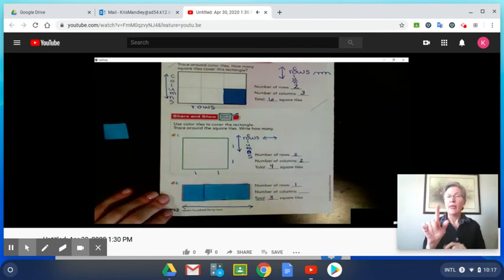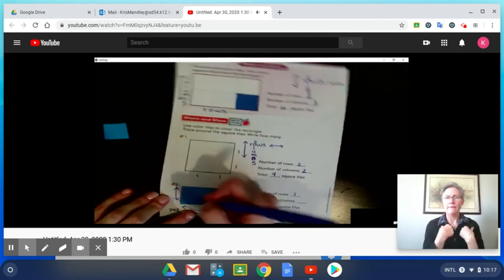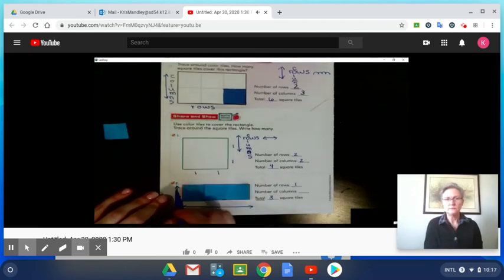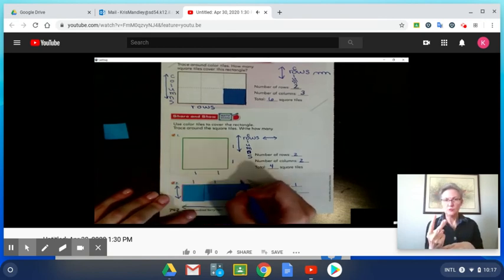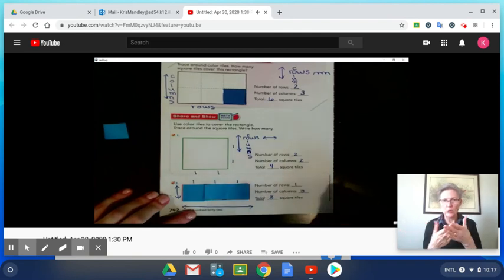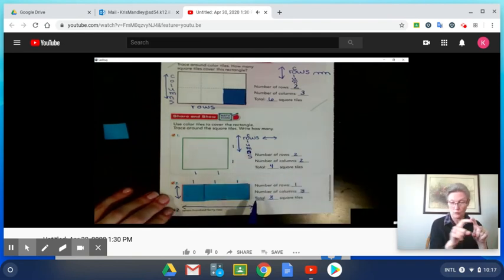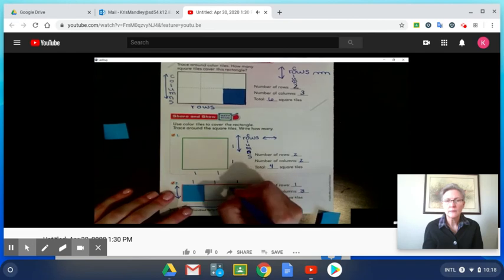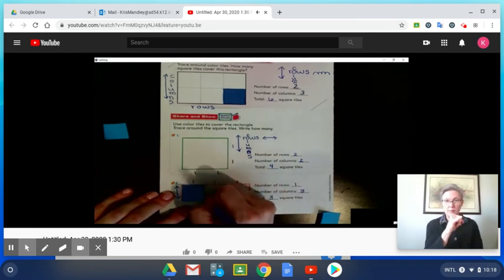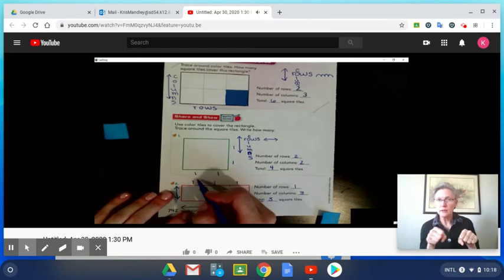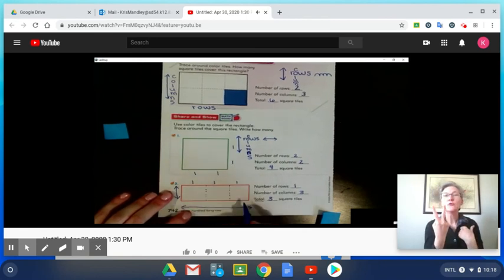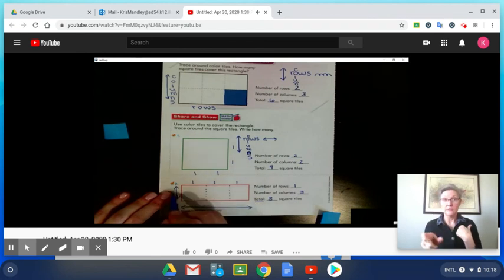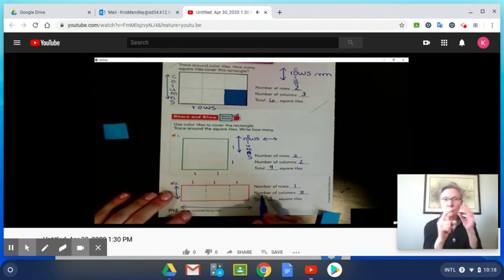This is where it can get a little tricky. Columns go up and down. So how many different squares are going up and down in each area? So let's see here. I have 1, 2, 3 columns. So even though I have 1 row, it's still possible to have 3 columns, okay? So let me kind of show you. If I kind of draw dotted lines, which is another strategy you can do, you can see I have 1, 2, 3 columns and only 1 row, okay?